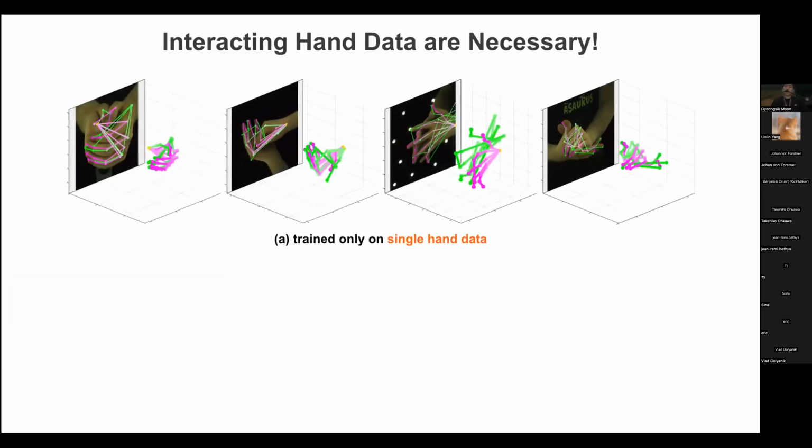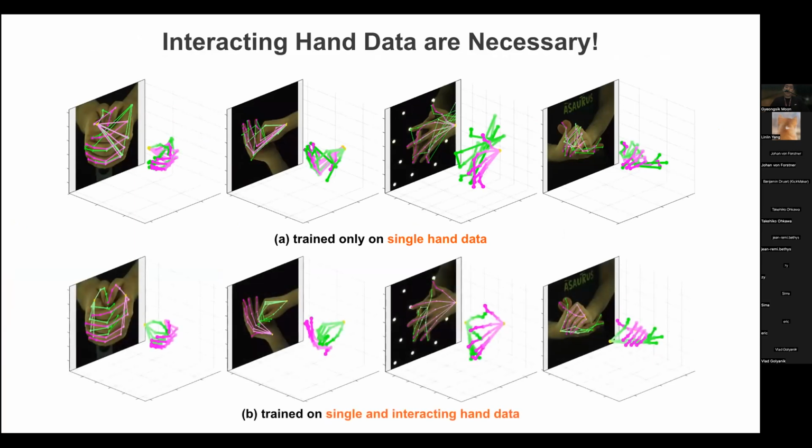And this figure shows the importance of new interacting hand data. So when a regressor is trained only on single hand data and tested on 2-hand data, it performs very badly. But when the regressor is trained on both single and interacting hand data, it performs really well. So that shows that our newly captured 2-hand interaction data is necessary to understand and analyze interaction between 2 hands.